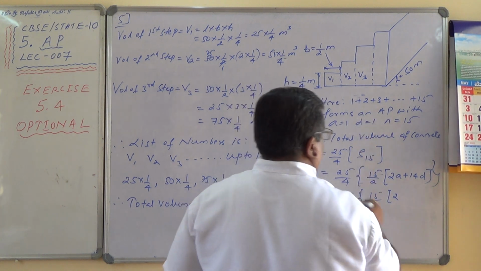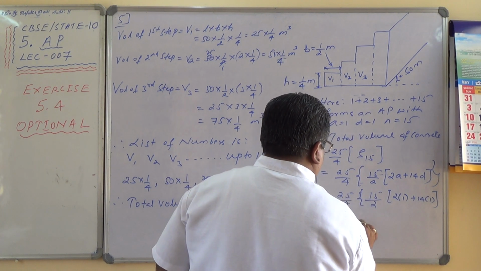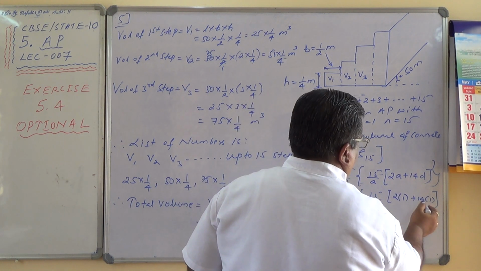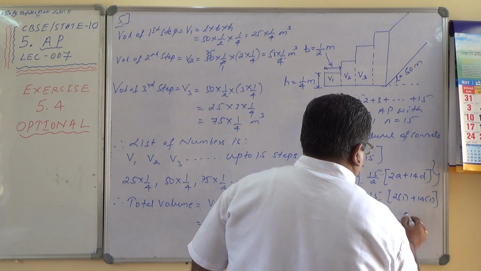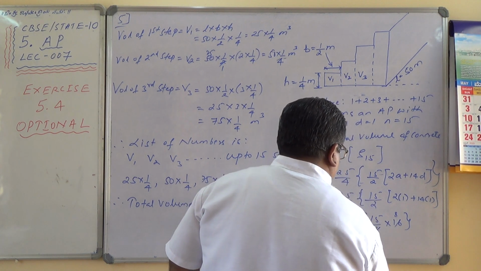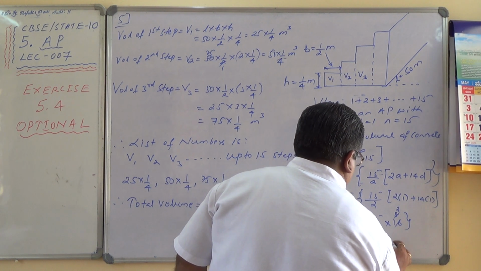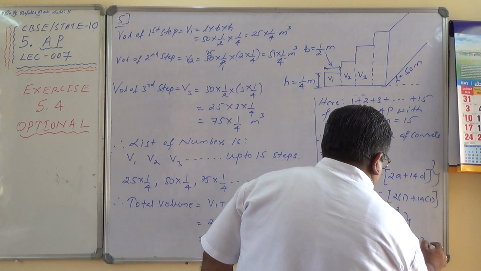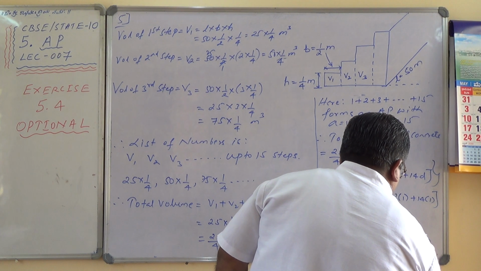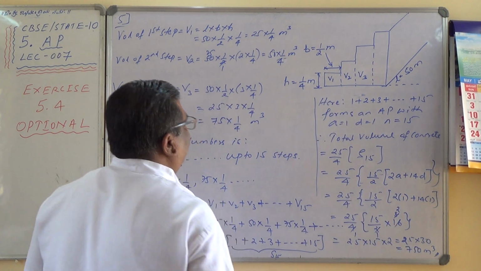2A, A is 1, plus 14 times 1, which is 25/4 into 15/2 into 14 plus 2, 16. 2 ones are 2, 8 twos are 16, and 4 ones are 4, 2 fours are 8. 25 into 15 into 2, which equals 25 into 30, which equals 750 cubic meters. I hope it is clear for you to see there.